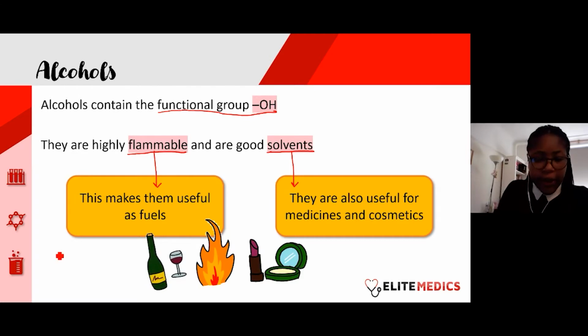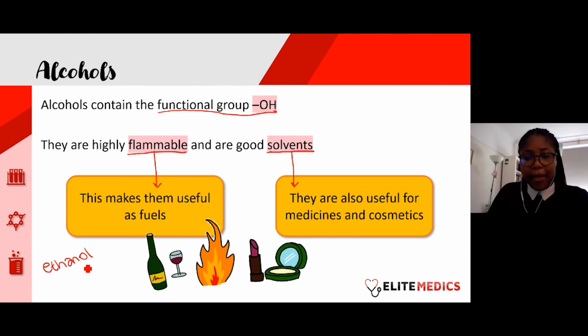Ethanol is an example of a compound that belongs to the alcohol homologous series. Ethanol is also used in alcoholic drinks, so things like wine and beers. In day-to-day conversation, you might hear people talking about drinking alcohol, and what they actually mean specifically is ethanol. That's the alcohol compound that's used in alcoholic drinks.